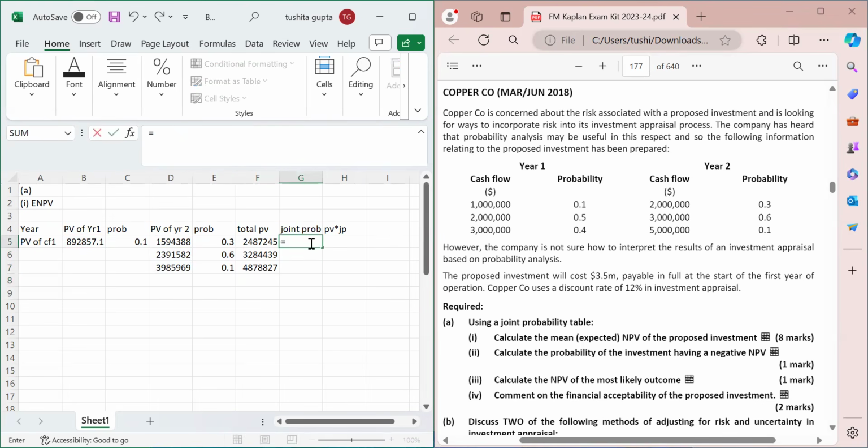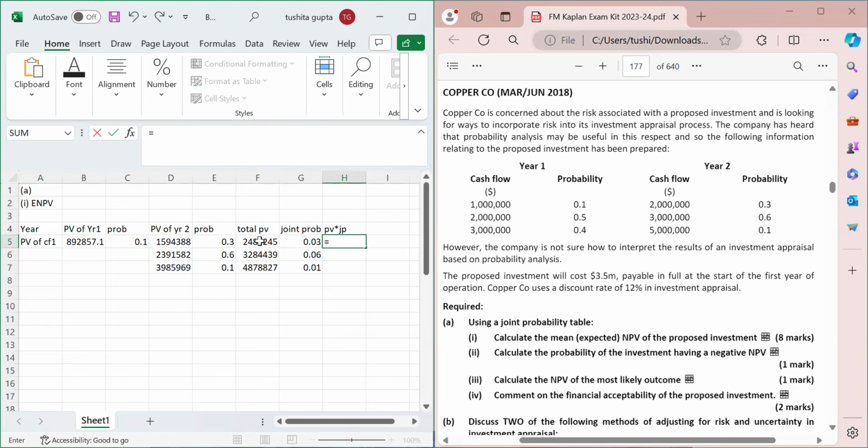Now the joint probability will be nothing but the product of these two probabilities. First, 10% chance of 1 million happening, then 30% chance of 2 million happening. So what is the chance that both of these will happen? You have to multiply the probabilities together to find out the chance that both will happen together. So 0.1 multiplied by 0.3, 0.1 multiplied by 0.6, and 0.1 multiplied by 0.1. With this, you have the joint probabilities also available to you.